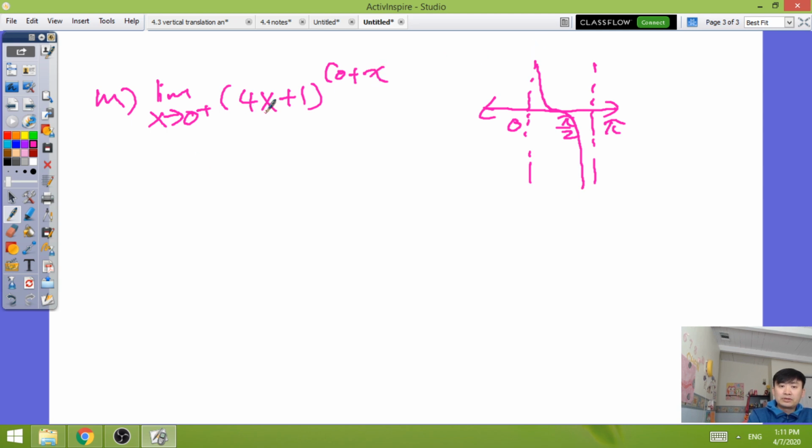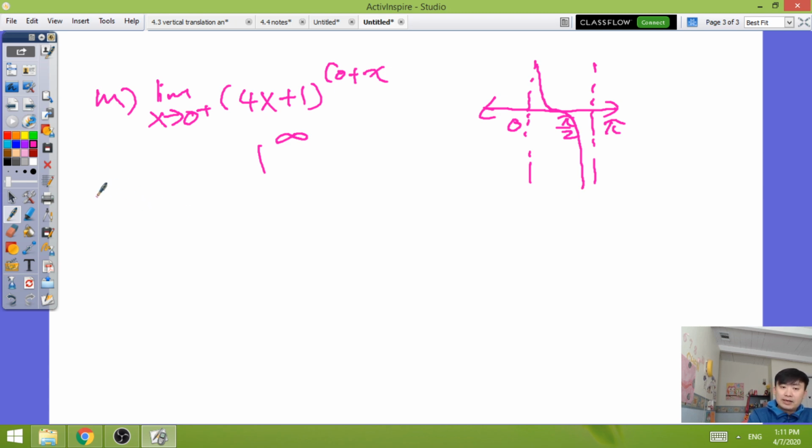So we do have 4 times 0, so that's 0 plus 1. So it's 1 to the power of infinity. Again, cotangent of 0 coming from the right hand side, this one's positive infinity. So 1 to the power of infinity, that would be the indeterminate form.